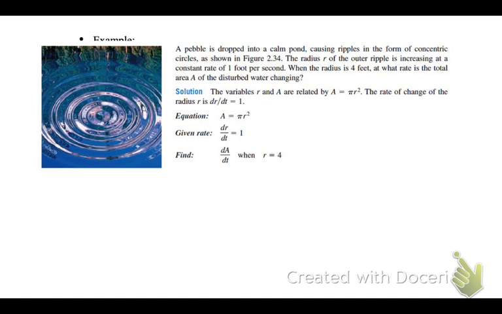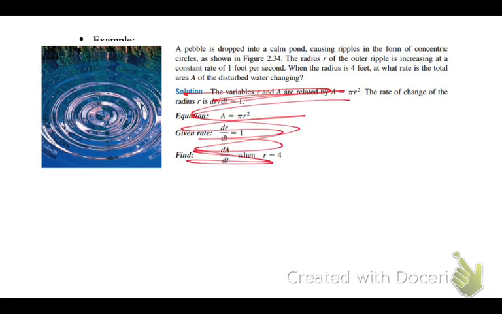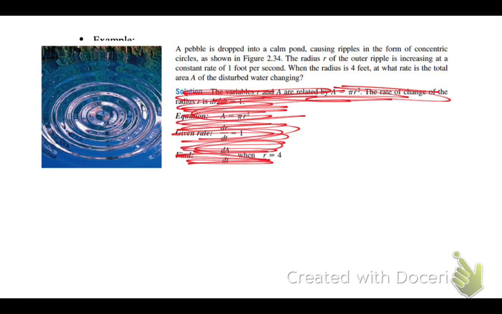Now, the solution's there, and I should have covered up the solution because we're not going to be given that. Like in your problems, none of this is going to exist. You have to figure all that out. Even the area equals pi r squared. Yep. Everything that's not given.